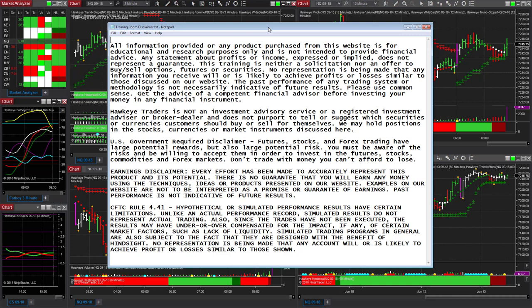Make sure you understand and know that trading forex, futures, equities, cryptocurrencies, and options have a large potential for reward, but they also have a large potential for risk. You must be aware of the risks and be willing to accept them in order to invest or trade in these markets. Please do not trade with money that you cannot afford to lose. Remember that past performance is never indicative of future results. It might be sometimes, but a lot of times it's not. So anything that we show you is not a guarantee that the future events will occur the exact same way. Please make sure you get advice from a competent financial advisor before you invest money in any of these markets.